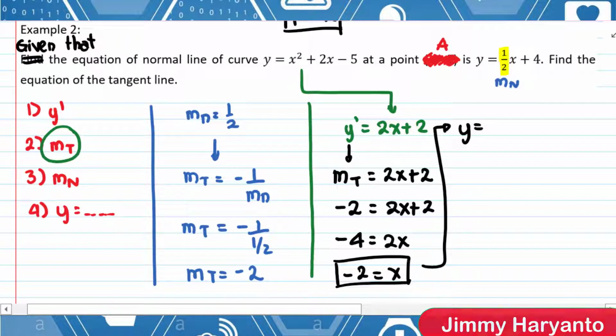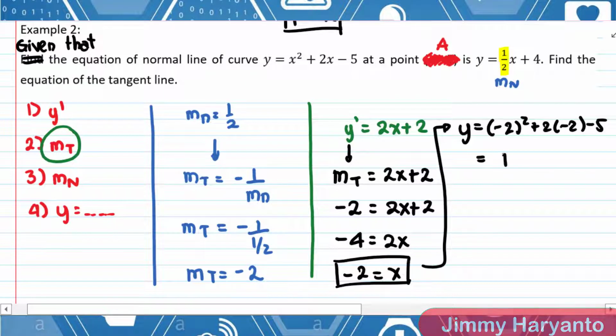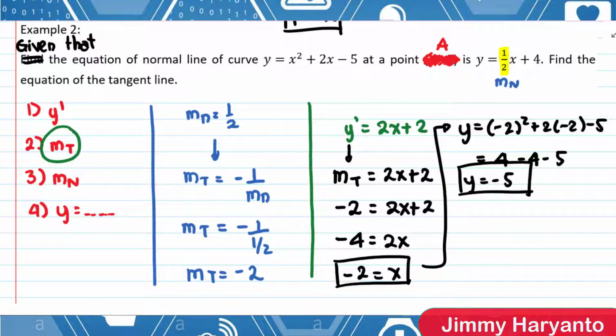Y equals to, let's substitute this x into the y. Substitute into the y, yeah. So you will have (-2) square plus 2 times -2 and then -5. So the answer will be 4 minus 4 minus 5 equals to -5. Okay, so we already have the point. x equals to -2 and y equals to -5. So we have (-2, -5).